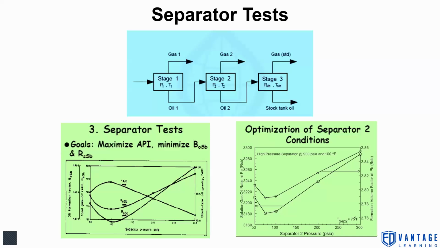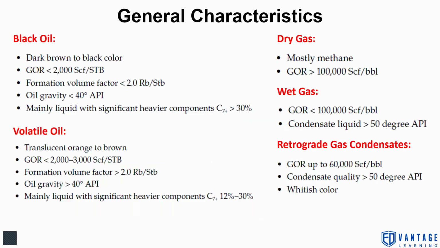Separator tests include where we try to bring down pressures in different stages, and we will try to remove gas and oil at each stage of pressure decline. So we can get how much gas we can get at standard condition, and also how much stock tank oil we can get at standard condition. That is the primary thing of the separator test. This is the money that I get out of production, right, at the separator.